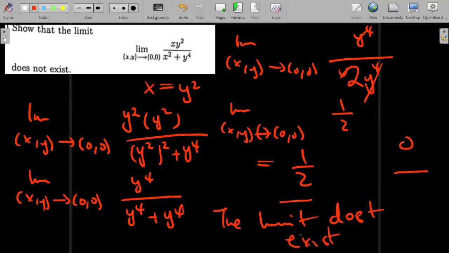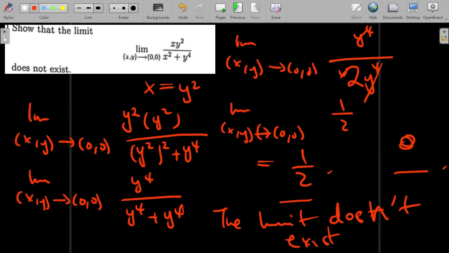So if it kept on giving us 0, let's say it kept on giving us 0, 0, 0, 0, then we would know that the limit exists. But now it has given us a different value, meaning the limit here does not exist. Okay, so this is how we go about this question, and this marks the end of this class.